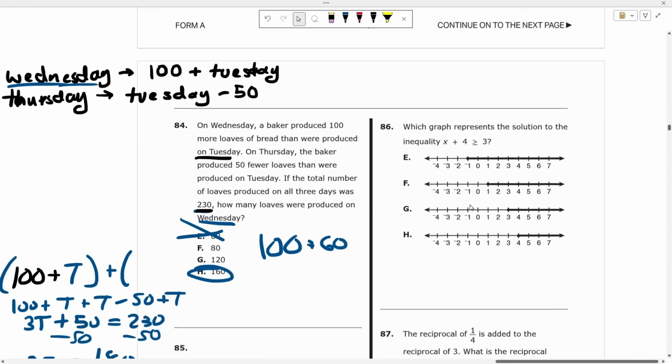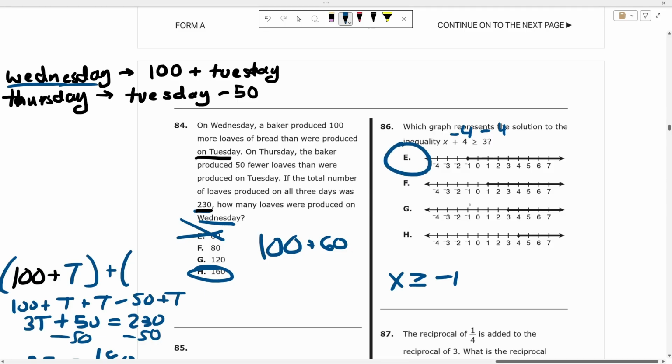Moving on to number 86, it asks you which graph represents a solution to the inequality x plus 4 is greater than or equal to 3. So what you want right now is to get this in terms of x. So you want to subtract 4 from both sides, and you get that x is greater than or equal to negative 1, which means that the smallest value x can be is negative 1, and then it has to be bigger than that.